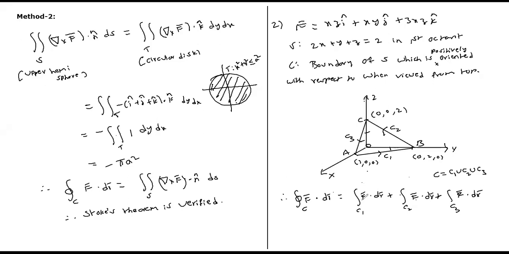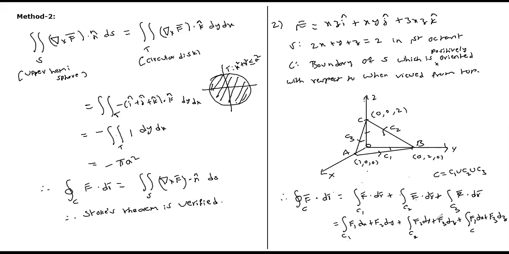And you know how to compute a line integral. C1 is on the xy plane, means what? Z equal to 0. Therefore dz will be 0. This is going to be f1 dx plus f2 dy only. C2 is on the yz plane, therefore x equal to 0. Therefore this is going to be f2 dy plus f3 dz only. And C3 lies on the xz plane, therefore there is no y. Therefore this is going to be f1 dx plus f3 dz.